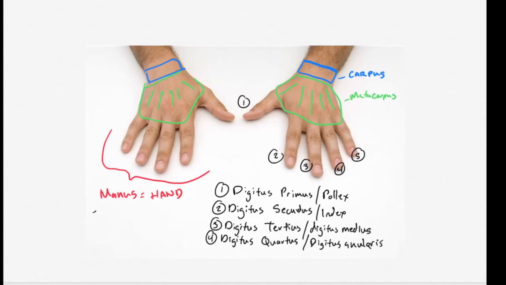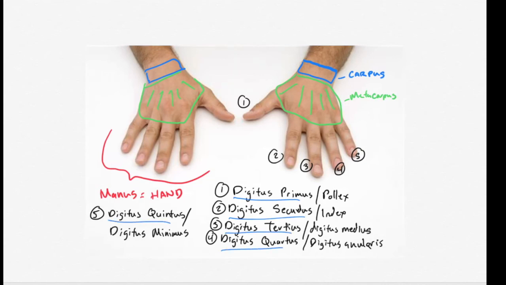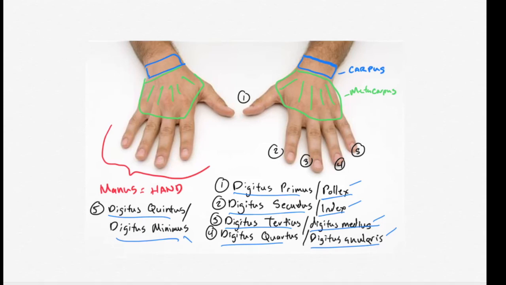I ran out of space, so I'm going to move over here. The fifth digit is digitus quintus, or you can say digitus minimus, which means little finger. So here's all the Latin, and you guys know the English translations for them. You have first digit, second digit, third digit, fourth digit, fifth digit. Or you can say pollex, index, digitus medius, digitus annularis, digitus minimus. In English, you have thumb, index finger, middle finger, ring finger, and little finger. And that's it. Those are all the subregions in the superior limb, or membrum superioris.